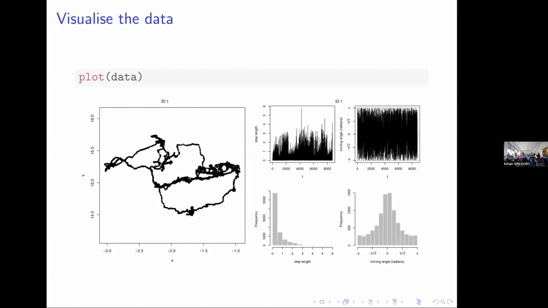Once we've prepped our data, we can use these generic plot functions to plot our track. We can see histograms of our step lengths and our turn angles, and also see those through time. We have a lot of turn angles concentrated around 0. You can't really tell here, but it looks like there might be 2 distributions mixed together on the step lengths, but we'll see about that once we fit some models.